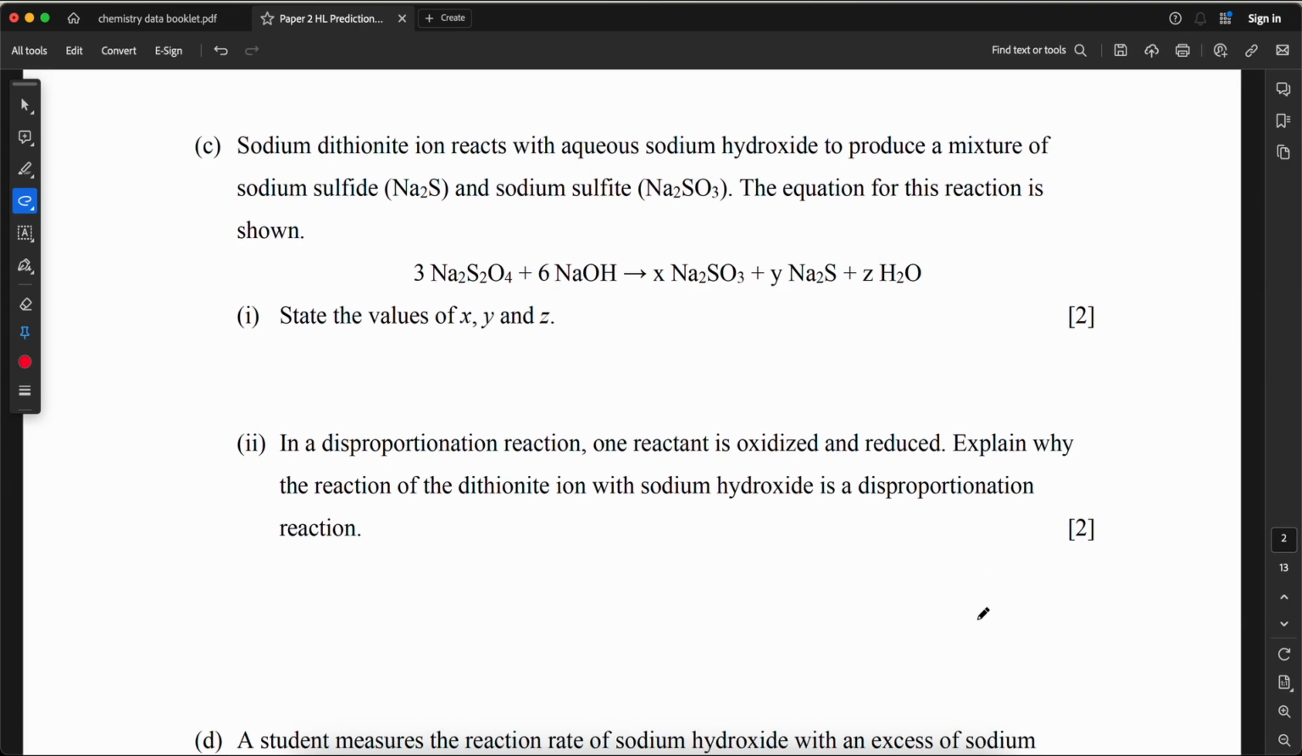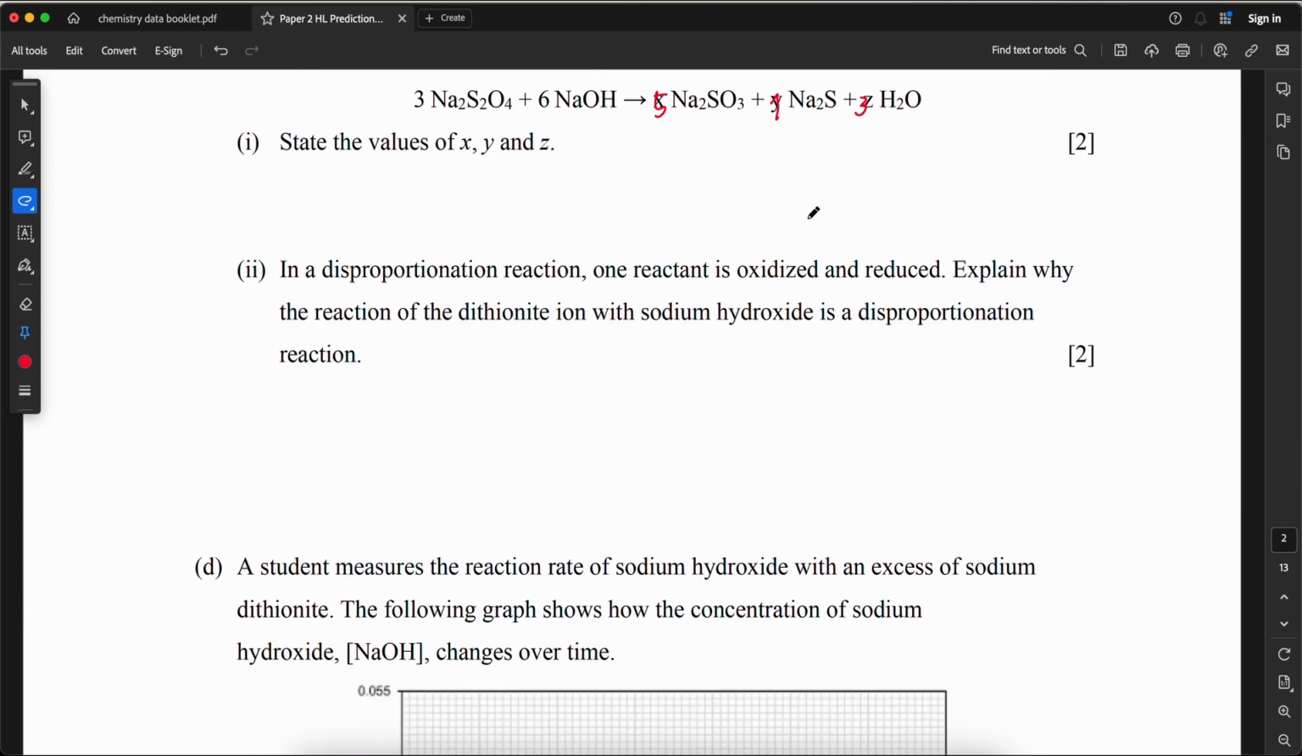Sodium dithionite reacts with aqueous sodium hydroxide to produce a mixture of sodium sulfide Na2S and sodium sulfite Na2SO3. The equation for this reaction is this one. State the values of X, Y, and Z. That would be 3 and then 6, and this one would be 5, and this one would be 1, and this will be 0.